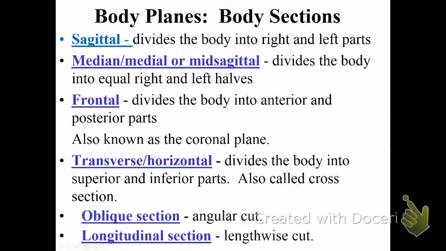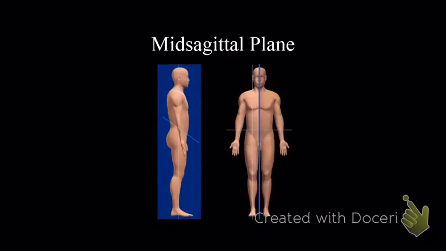An oblique would be an angular section. Longitudinal really refers to an organ. You would cut it lengthwise. Oblique would be like this. Okay, let's check out the pictures.